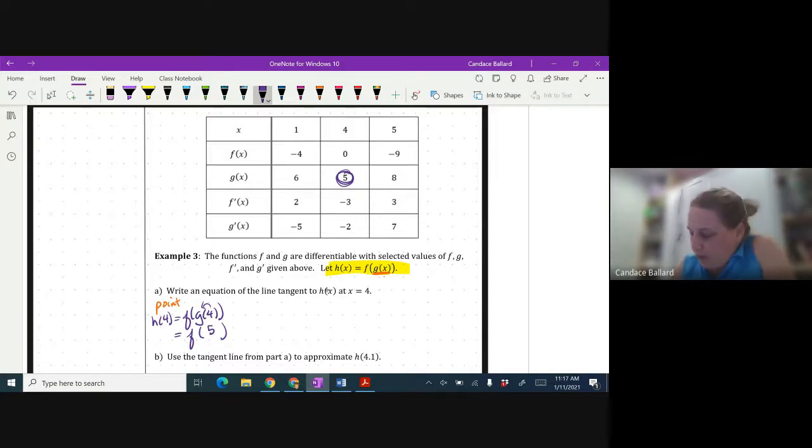Okay, now it says that I have to take 5 and plug it into f. So I'm going to go to my table. I'm going to go to f, and I'm going to go to 5, and I'm going to read the value off the graph, which is equal to -9. So my point is going to be (4, -9).